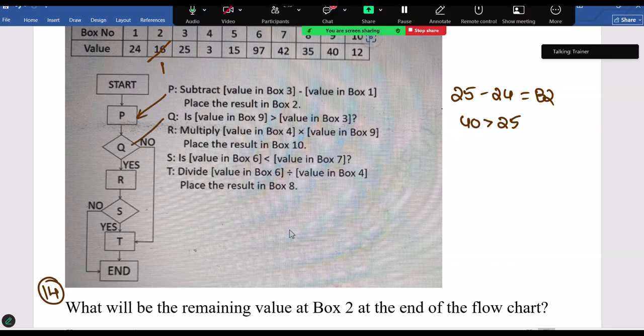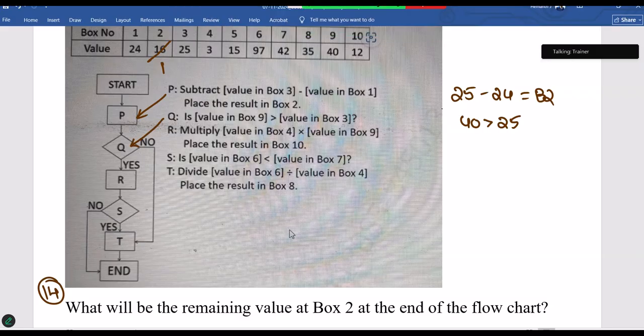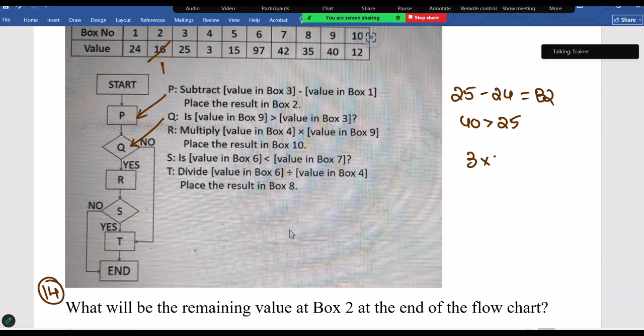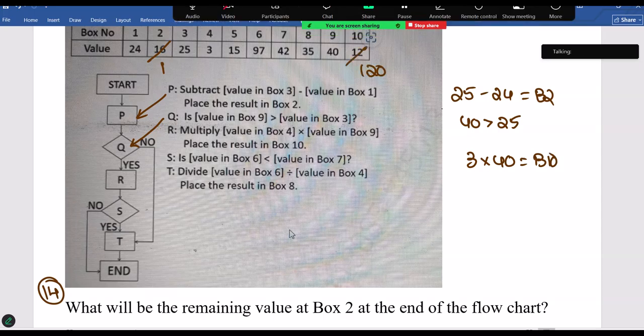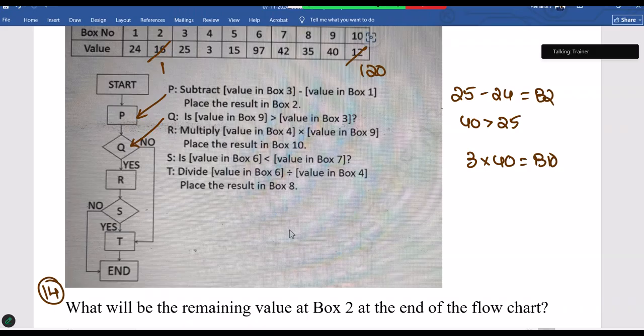When this is true, we have to go for the R step also. What is our number in box 4? Number in box 9. That product should be kept in box 10. It becomes 120. Next. R also completed. Now S is again a decision factor. Number in box 6, which is 97. Is it less than the number in box 7, 42?